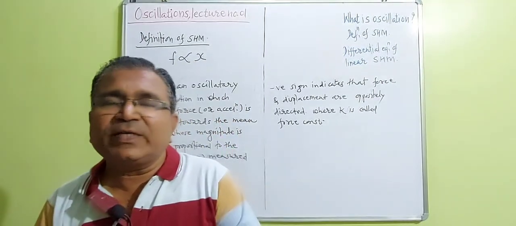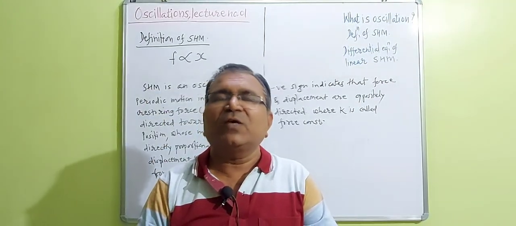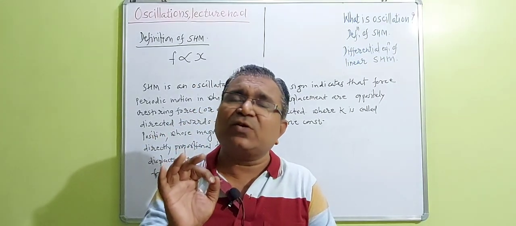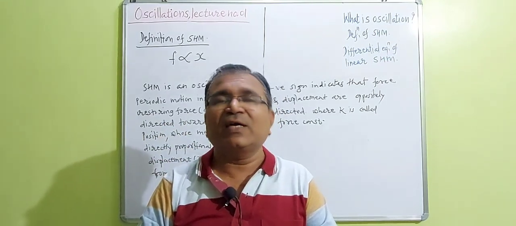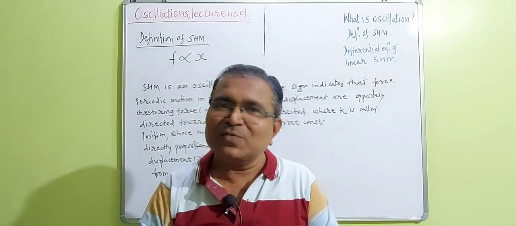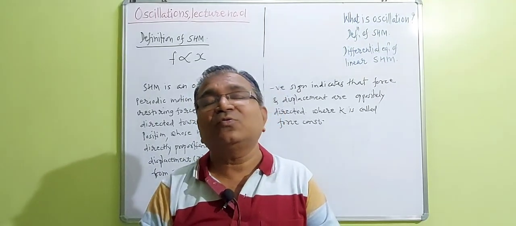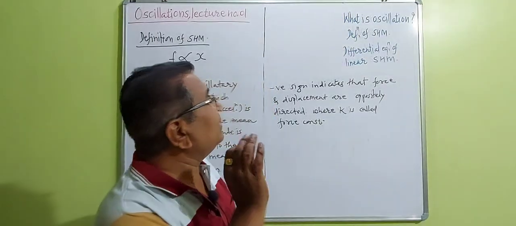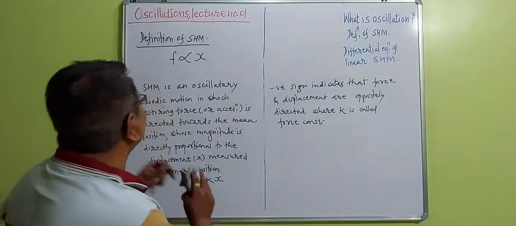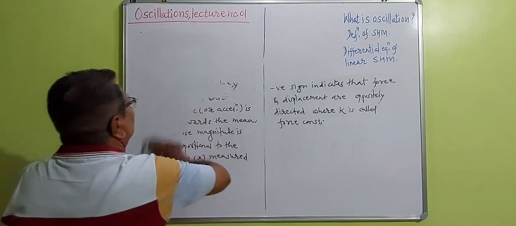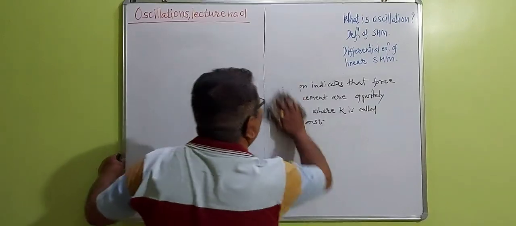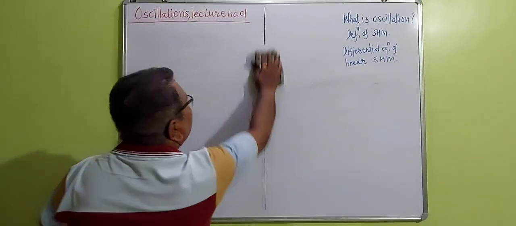So up till now we learned what is oscillatory motion. We have also discussed some examples of oscillatory motion. Why oscillatory motion we call it as harmonic motion, that also I have explained, and we have prepared a definition of simple harmonic motion. And now we have to discuss the next article, differential equation of linear S.H.M. So let me clean the board at first. Differential equation of linear S.H.M.